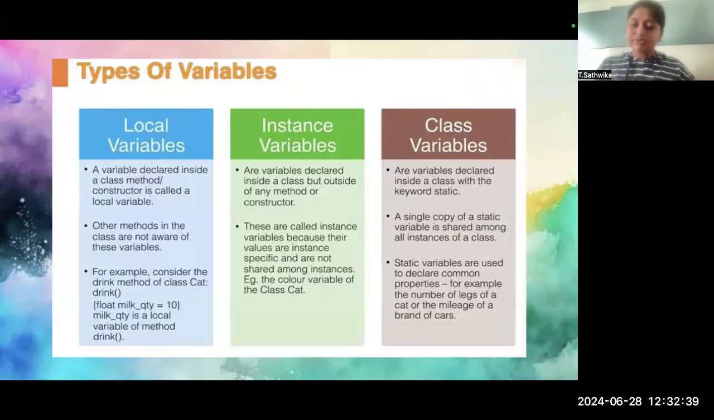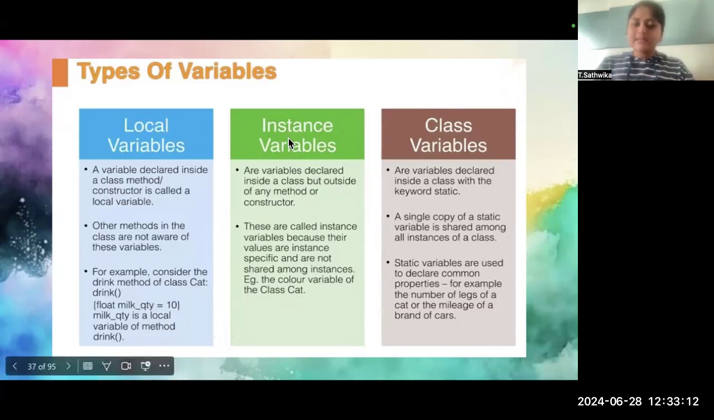Now, variables are classified into three types: local variables, instance variables, and class variables. Coming to local variables, a variable declared inside a class method or constructor is called a local variable. Other methods in the class are not aware of these variables. For example, consider the drink method of class cat. Let's take milk quality as a float value of 10. The milk quality is a local variable of the method drink.